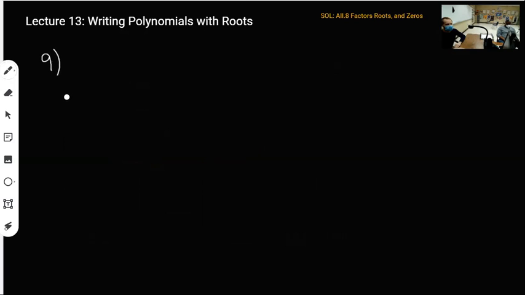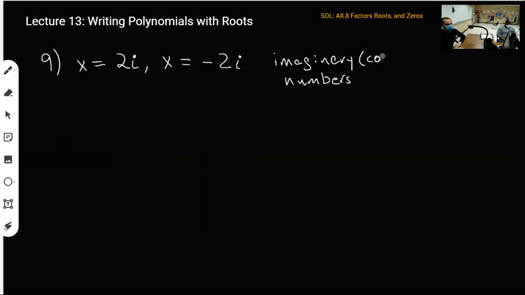Okay, so number 9 gives us x equals 2i, and x equals -2i. So the first thing I want to say about this is what's with the i? These are actually going to be imaginary numbers. Imaginary numbers, also known as complex numbers, right? You probably learned them as complex numbers.